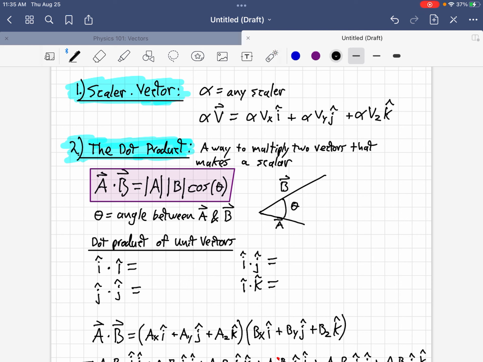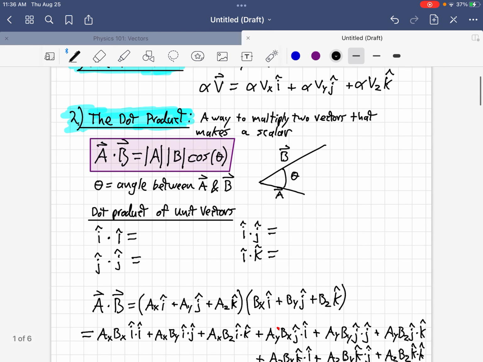So this cosine of theta, what do we know about cosine? Cosine, if theta is 0, would be 1. All right, so let's think about this as applied to unit vectors. If we had the unit vector i, what is the dot product of the unit vector i with the unit vector i? We know it's going to be the magnitude of i, which is 1, times the magnitude of i, which is 1, times the cosine of 0, which is 1. So overall, that's going to equal 1.